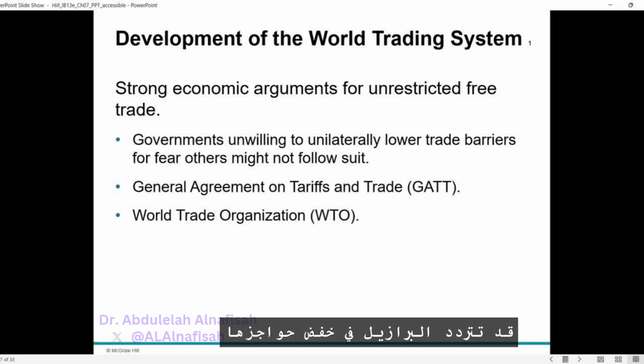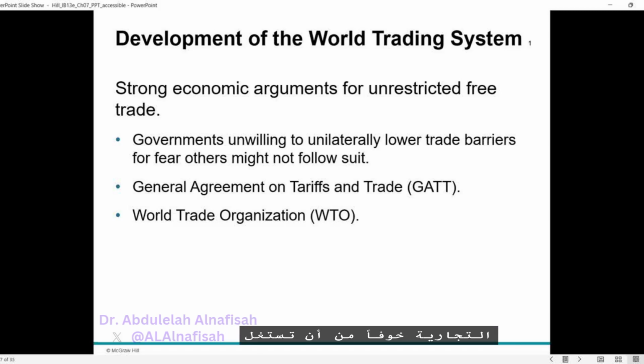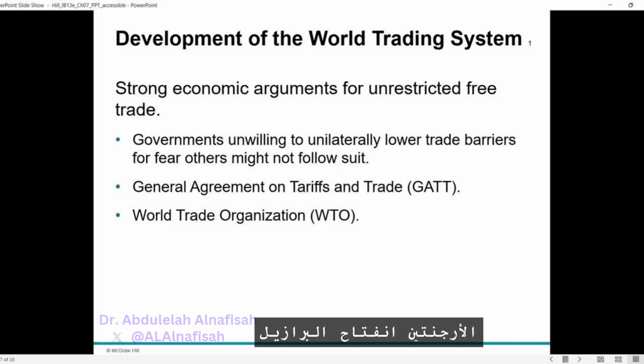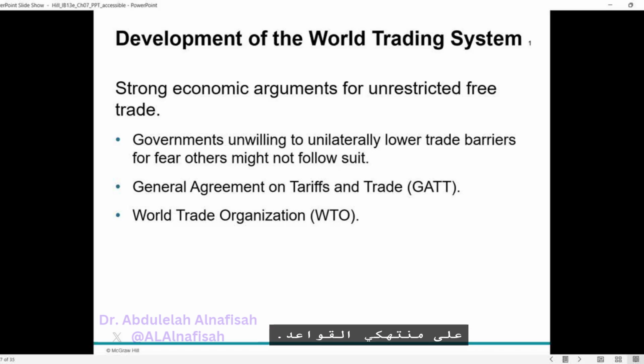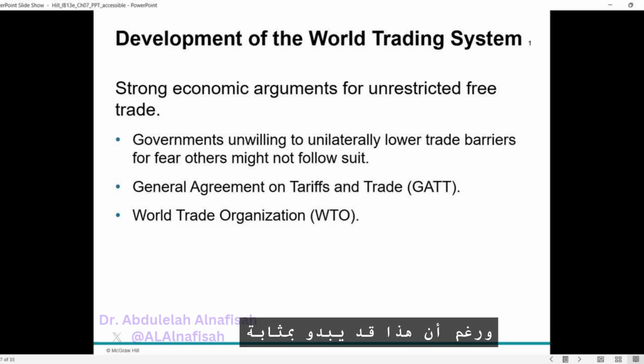For example, Brazil may hesitate to lower its trade barriers, fearing that Argentina will exploit Brazil's openness without reciprocating, and Argentina may have the same fear. Both nations recognize the mutual benefits of lower barriers, but are unwilling to act due to a lack of trust. This deadlock can be broken by negotiating trade rules and establishing an independent body to monitor compliance and impose sanctions on rule breakers. While this may seem like a compromise of national sovereignty, since World War II, such an international trading framework has been created.